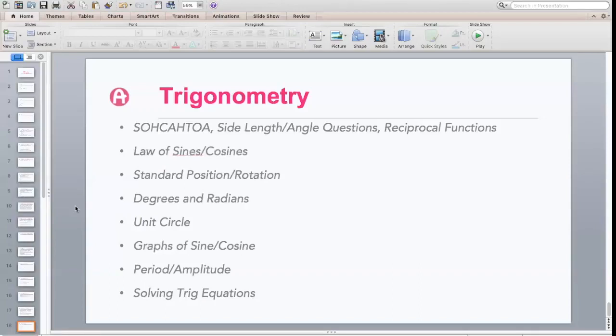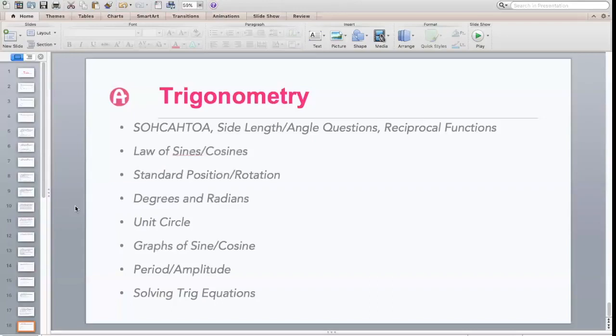It's reviewing SOHCAHTOA and asking if they are familiar with reciprocal functions. There are applications of law of sines and cosines. Standard position, starting from the x-axis and moving counterclockwise.